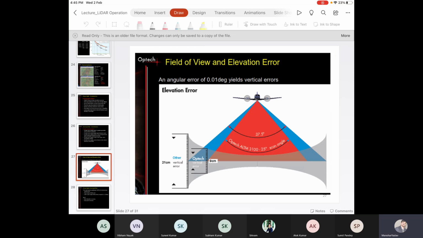Now, this is a description. What is the effect of various parameters on the accuracy assessment? So FOV and elevation error. Just see what is happening if you increase the field of view. The error will increase at off nadir positions. At off nadir positions, the vertical error will be high compared to the nadir position.